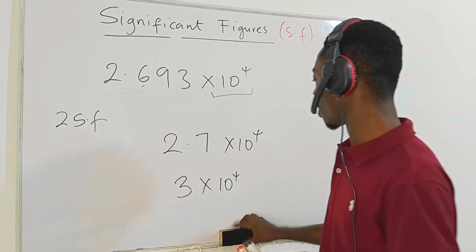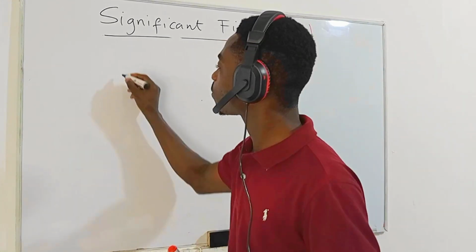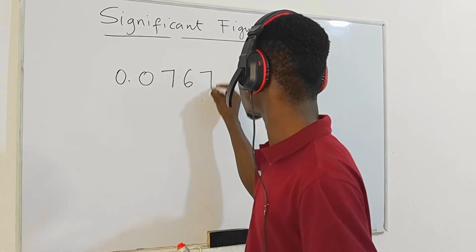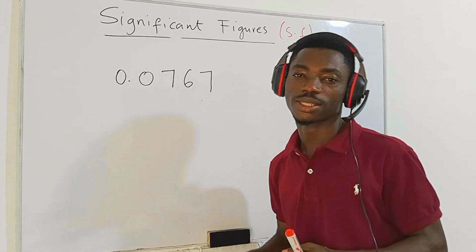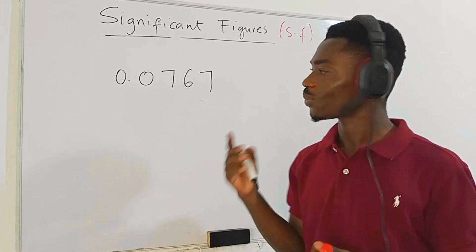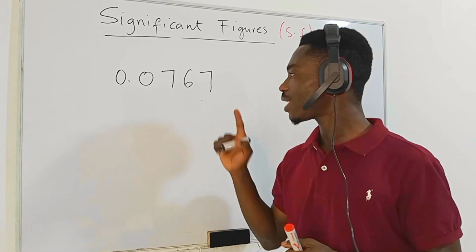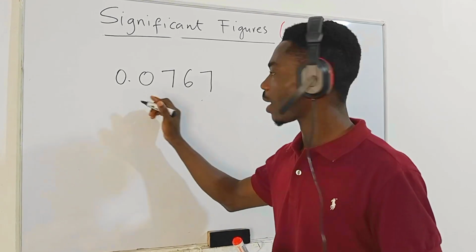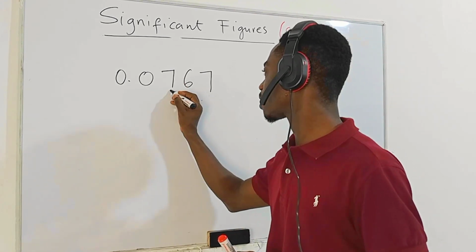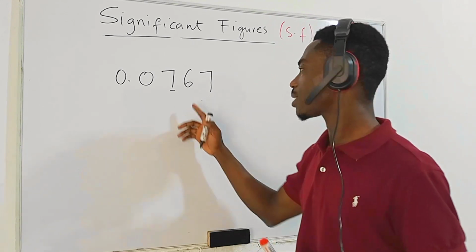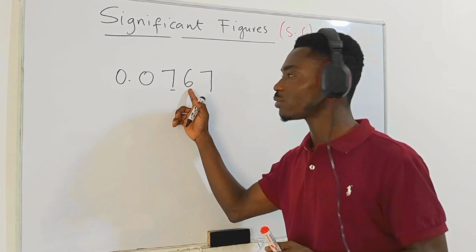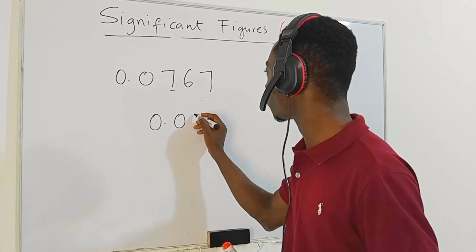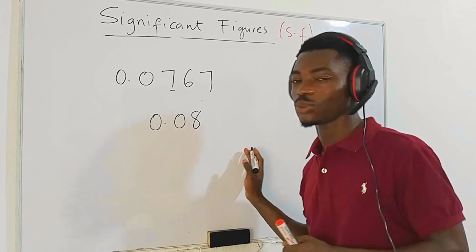Let's consider another number. Now let's say we have 0.0767, and maybe we want to leave this in just one significant figure. What is it going to be? Now with this right here, these are leading zeros which are not significant, so we have to start right from here. So 1, we are just landing on the 7. The number next to the 7 is 6, more than 5, so we have to add 1 to this, making 0.08, and you are done.